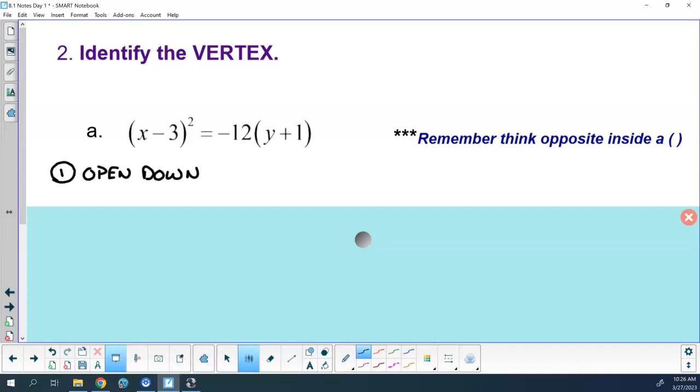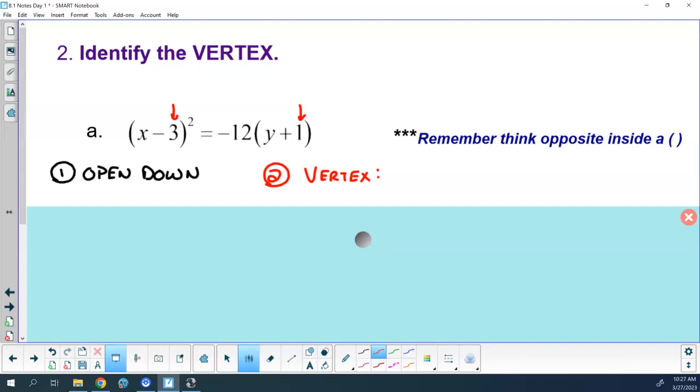Second step now is we identify the vertex. Okay. So my vertex is going to be, I look at the number that comes after the x, and I look at the number that comes after the y. Now, if there is no number that comes after them, what number am I thinking of? 0. Okay? So if there's no number after the x or no number after the y, it's 0.